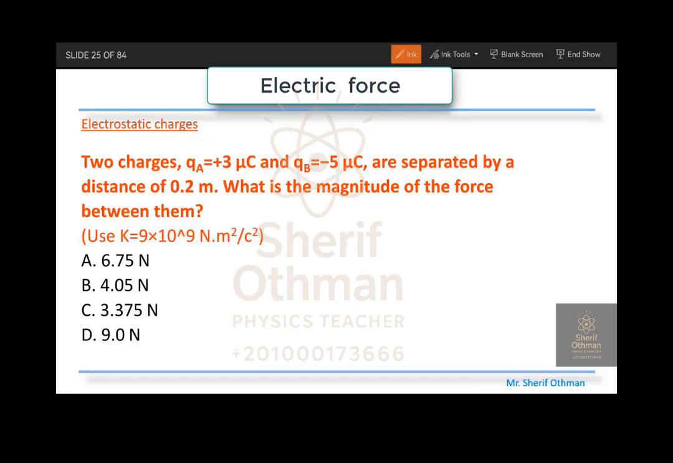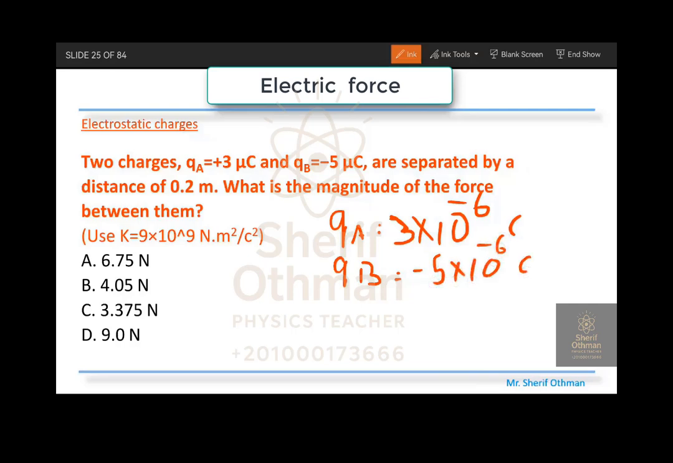Two charges: QA equals 3 microcoulomb. So we have to transfer it into coulomb, so it will be times 10 to the power -6. And another one, QB, will equal -5 times 10 to the power -6 also, Coulomb. The distance between them is 0.2 meter. He asks for F, and the value of K is provided.